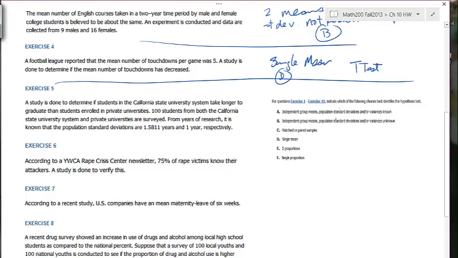Alright, next one. Studies done in California university system take longer to graduate students than in private universities. So we got 100 students from Cal State and private universities, and then it's known that the population standard deviation is 1.5811 and 1 year respectively. So it looks like we have two means again, and standard deviation is known. So that would be a test A, 2-samp z-test.